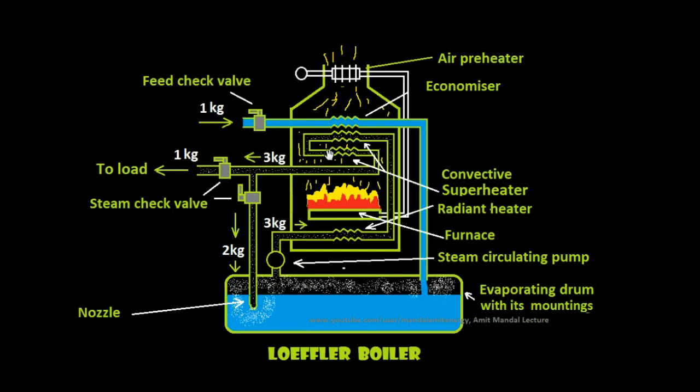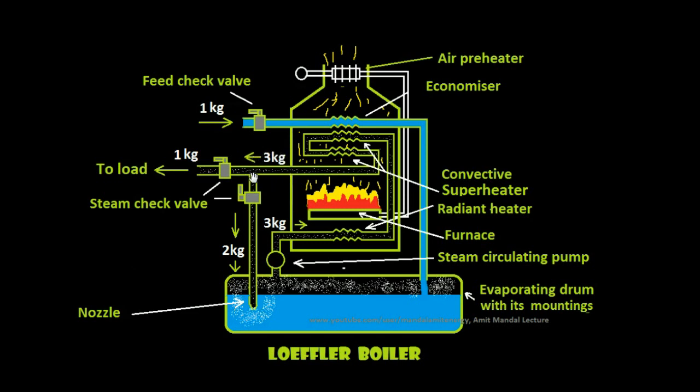Okay, this is the furnace. Inside this boiler shell, this is the furnace. So in the radiant heater, it absorbs some heat by radiations. Okay, 3 kg of saturated steam ultimately moving toward this convective superheater. So over there, by the flue gases, it is becoming superheated steam. So you can see that 3 kg of superheated steam is coming out.